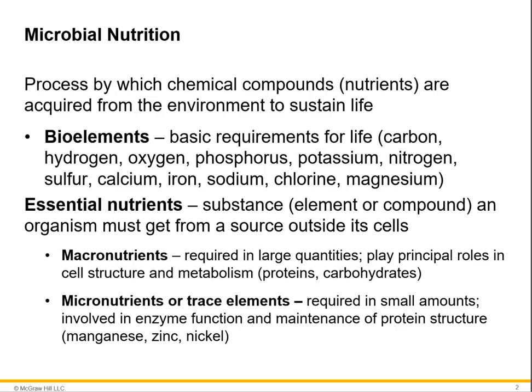We have essential nutrients. This is going to be a substance that an organism must get from a source outside its cells. So it cannot synthesize these nutrients, okay? And you've got macronutrients. These are going to be required in large quantities. And micronutrients, also called trace elements. These are required in small amounts.